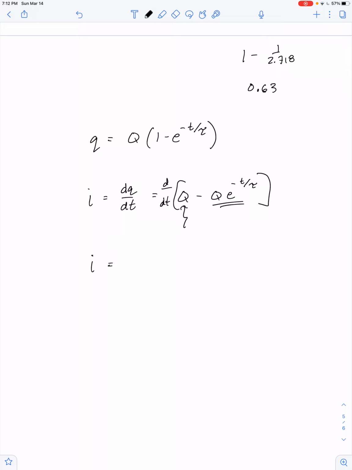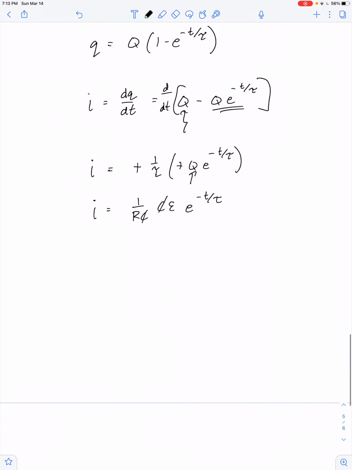So I is equal to negative 1 over tau times negative Q times e to the negative t over tau. These negatives cancel out. And remember that tau is the product of R and C, and Q is the product of capacitance and battery voltage. So this C cancels out, and no surprise, we get I is equal to voltage divided by resistance. That's just Ohm's law. And then multiplied times e to the negative t over tau.